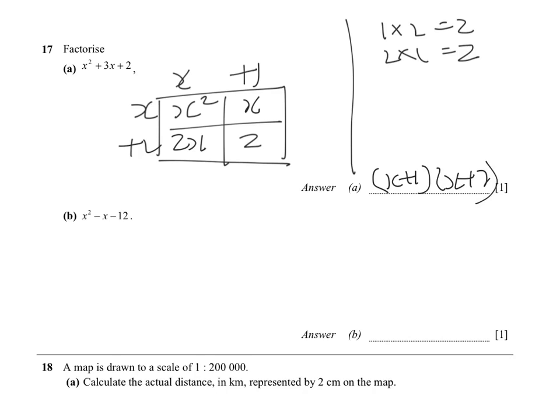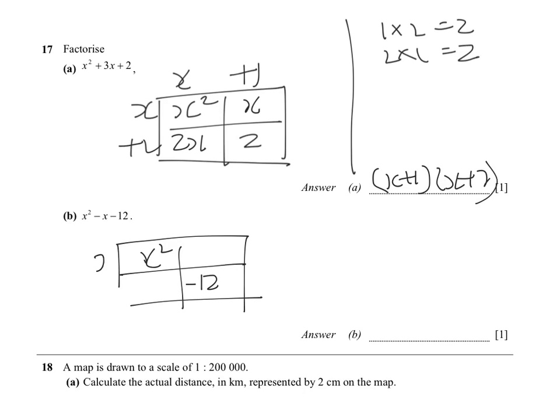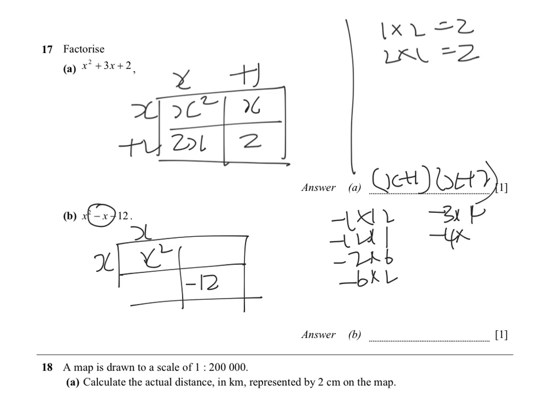Okay, so same thing for this one, the frame method applies. x squared and negative 12. Be careful, it's negative 12. So what combination gives me negative 12? Again, all the combinations: we have 1 times 12, 12 times 1, we have 2 times 6, 6 times 2. Remember all the minus, because they give you negative 12. We have also negative 3 times 4 and negative 4 times 3.